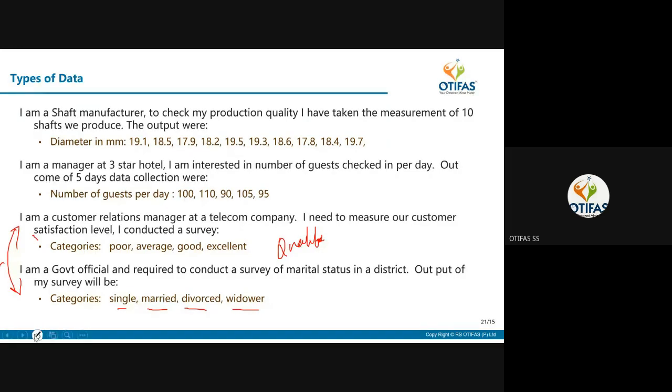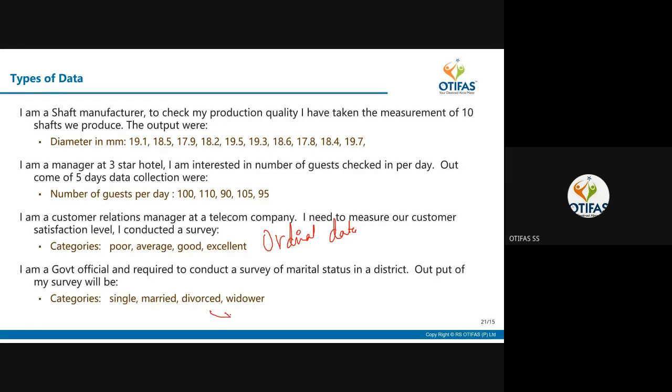Any difference can you see? Okay. Now, the difference is this has a meaningful order. Is it not? There is a meaningful order or not? Poor is lower than average. Good is better than average. Isn't it? So there is a meaningful order. So this kind of data, we call it ordinal data.